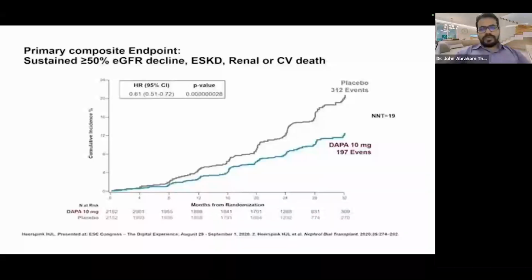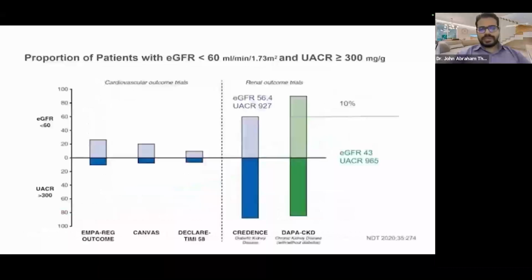So we have the DAPA trial. We have already heard a lot of talks on this dapagliflozin. It reduces end-stage kidney disease as well as having a renoprotective mechanism, reduces the albuminuria as well as the cardiovascular deaths. So we have come across the EMPA-REG, CANVAS, DECLARE-TIMI, CREDENCE, DAPA-CKD, DAPA-HF.